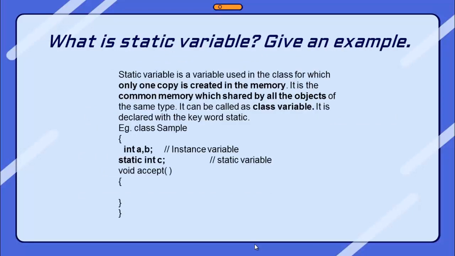A static variable is a variable which is used in the class for which only one copy is created in the memory. It is a common memory which is shared by all the objects of the same type. It can be called a class variable. It is declared with the keyword static.